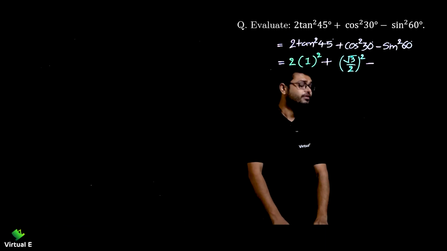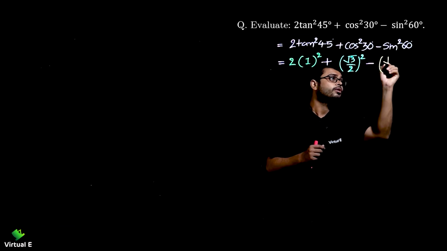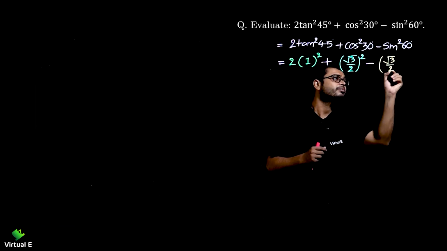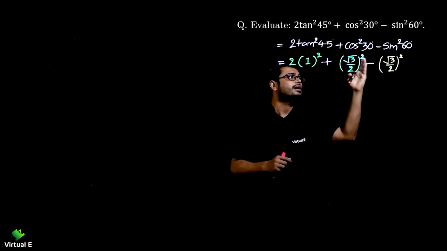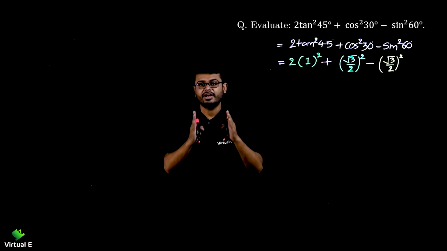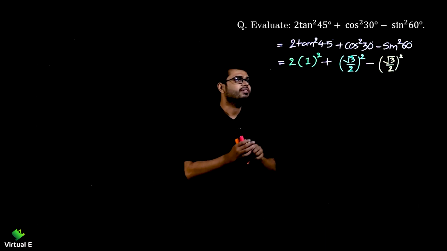So what is the value of sin square 60? That is again square root of 3 divided by 2 whole square. Remember, all these terms are squares, so we need to put the value in bracket and we need to square it. Now let's simplify this one.